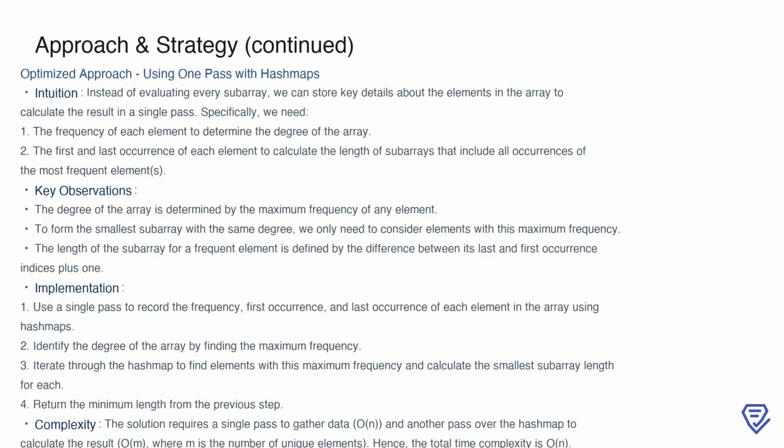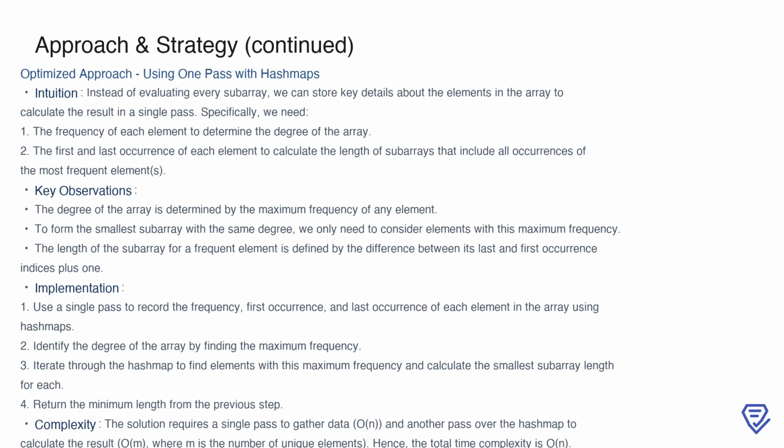Specifically, we track 3 things: the frequency of each element to determine the degree of the array, the index of the first occurrence of each element, and the index of the last occurrence. The observations that guide this approach are straightforward. First, the degree of the array is determined entirely by the maximum frequency of any element. Second, to form the smallest subarray with this degree, we only need to consider elements with this maximum frequency.